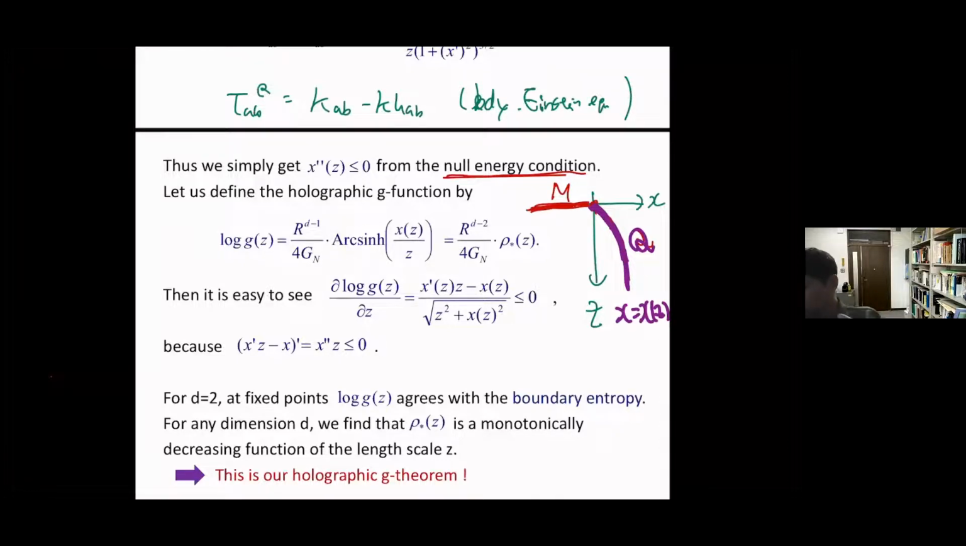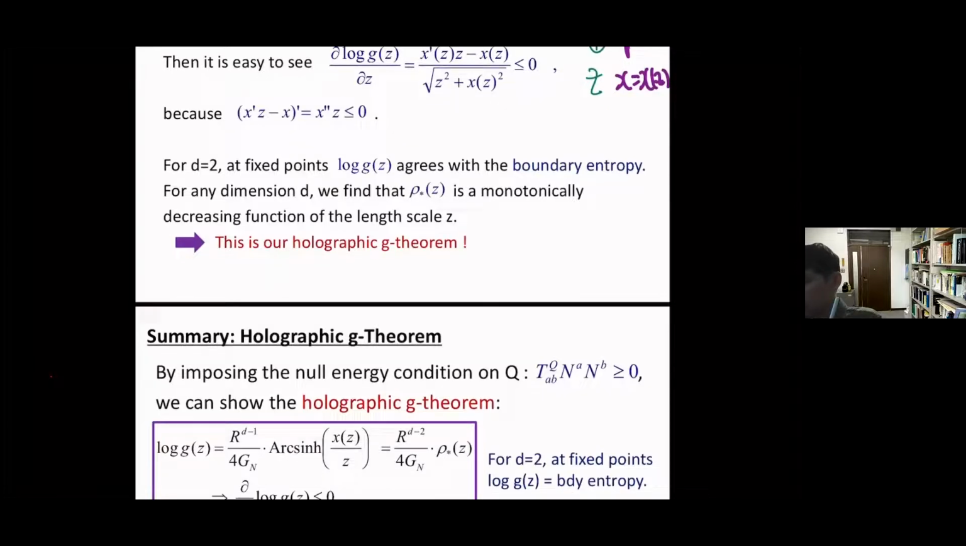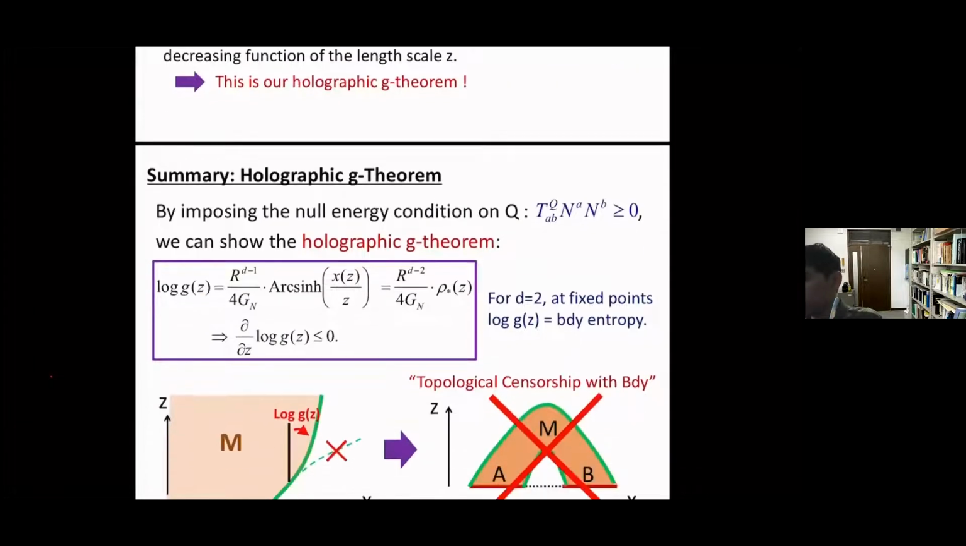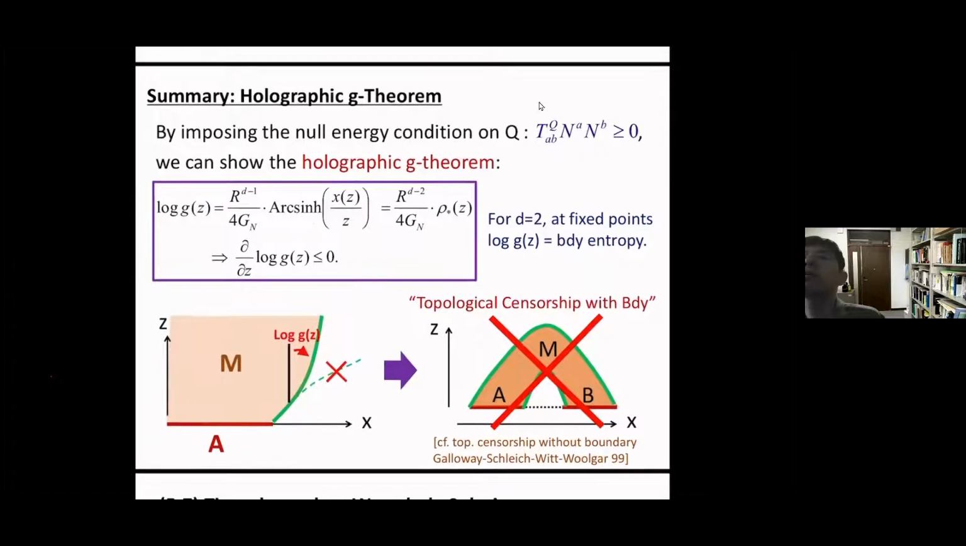But in higher dimensions also, this kind of theorem is true. So we expect this is a higher dimensional generalization of the g-theorem. Okay, so these are holographic arguments. Let me summarize this holographic g-theorem, which I explained here.